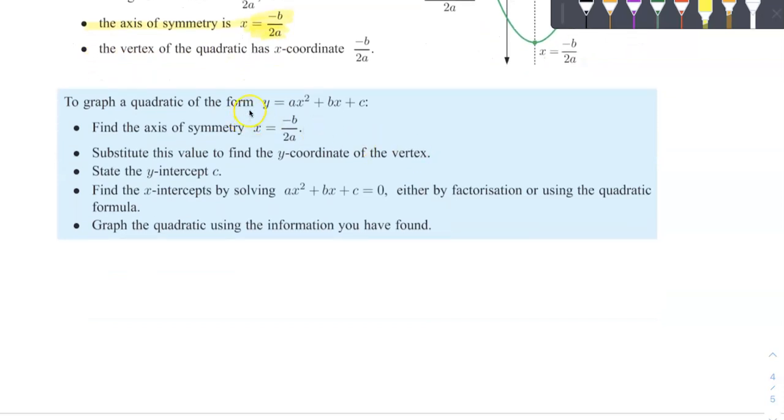So, in general, I give you a quadratic equation like this, y equals ax squared plus bx. A couple key things. How do you find the axis of symmetry? The easiest way to do it is by using the formula that is given to you in the formula sheet, x equals negative b over 2a.